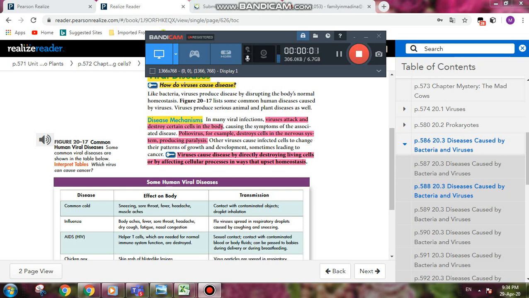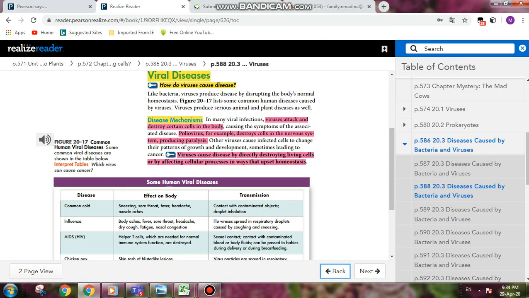Let's move to viral diseases. Okay. How do viruses cause disease? We said, if you remember about bacteria, we said they can release toxins, they can destroy the tissue, they can kill cells. What about the virus mechanisms of making disease in the host body? So the virus attacks and destroys certain cells in the body.